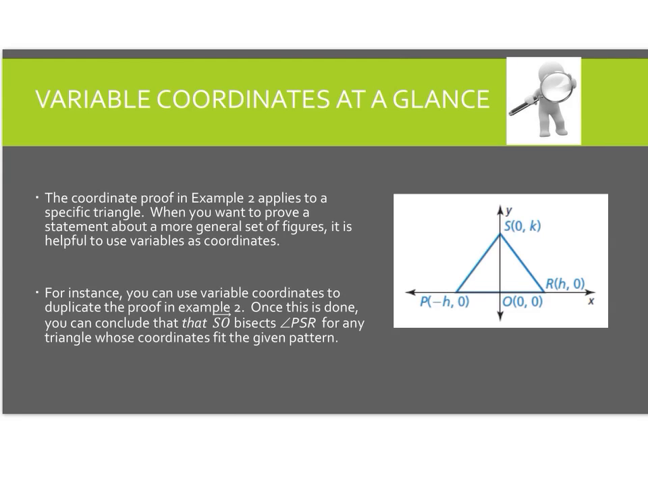So let's just take a moment to look at these variable coordinates at a glance. The coordinate proof in example 2 applies to a specific triangle because we had specific numbers. So when you want to prove statements about a more general set of figures, that's where you're going to use variables. For instance, you can take that example 2 and replace all of those numbers with variables. And then you've got a completely different proof, but it's general for any given pattern that looks like this.